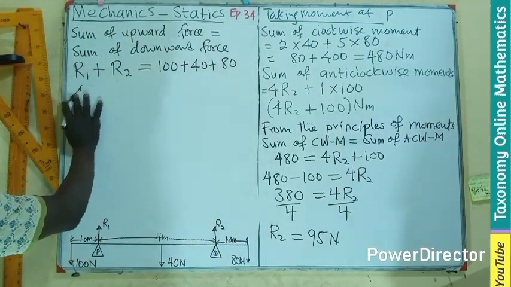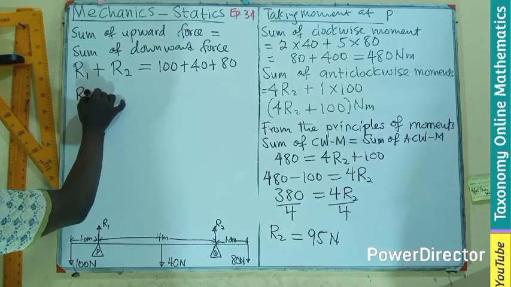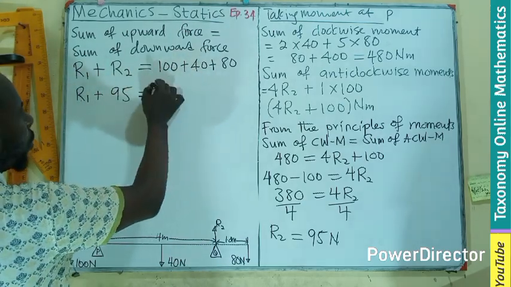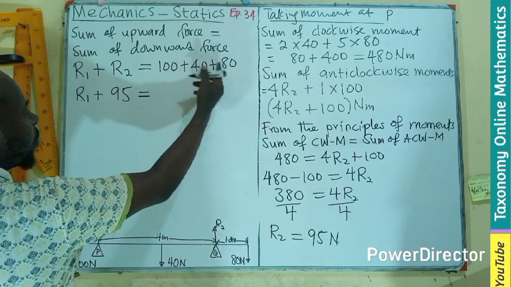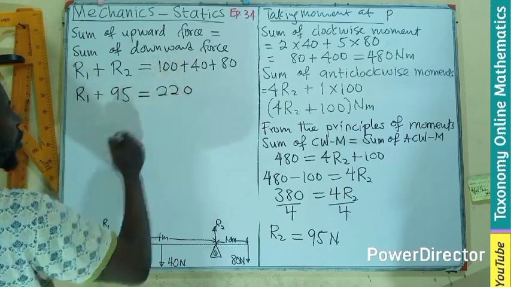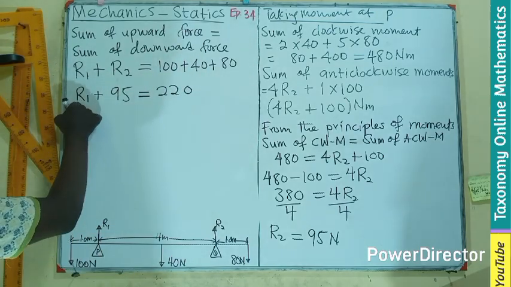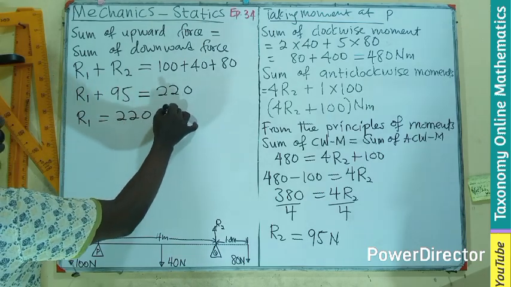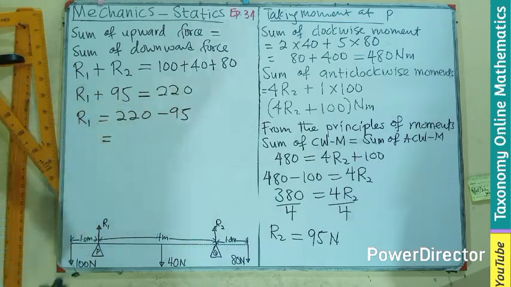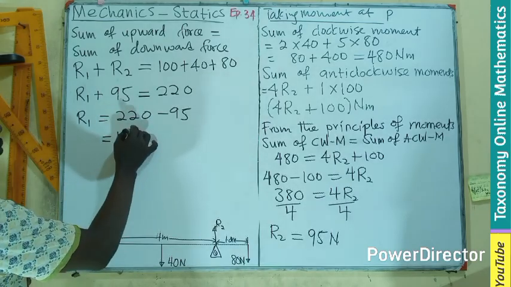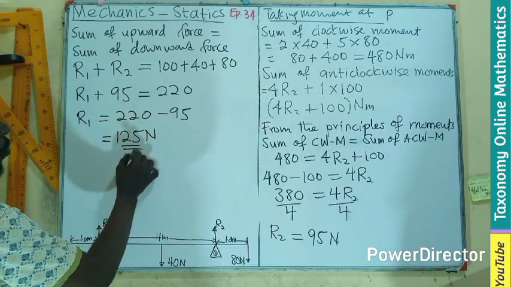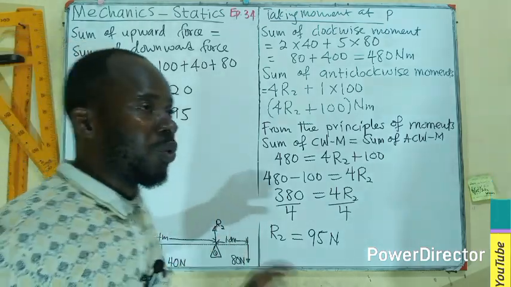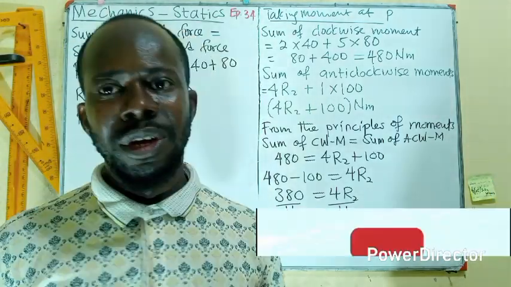We already know reaction 2. So this is R1 plus 95 equals to, this is going to be 220. So your R1 should be equal to 220 minus what? 95. We have 125 what? Newton. So the reaction at both P and Q will be 125 Newton and 95 Newton.